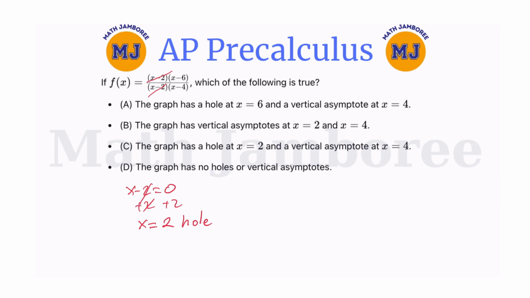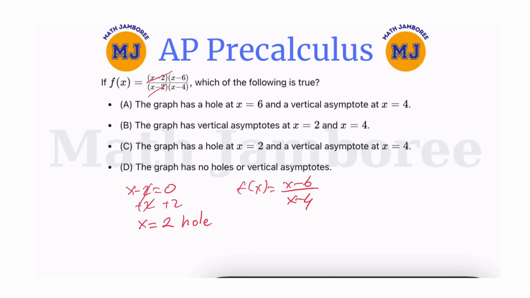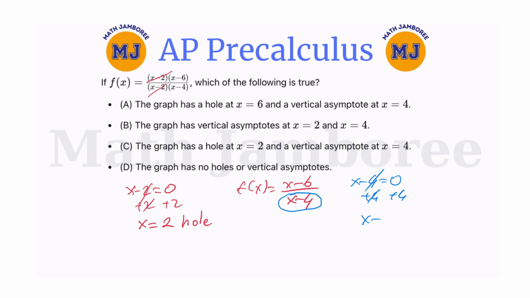And for the vertical asymptote, the choices are talking about the vertical asymptote. Vertical asymptote is all about the denominator. Since we just canceled out the x minus 2's, we're just going to focus on the rest of the function, which is x minus 6 over x minus 4. Again, for a vertical asymptote, we focus only on the denominator. And x minus 4 equals 0, and this becomes x equals 4.